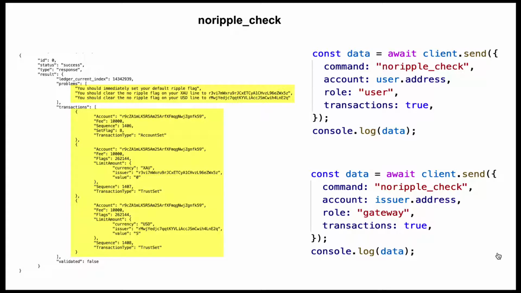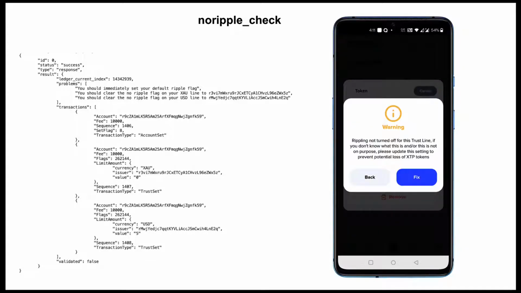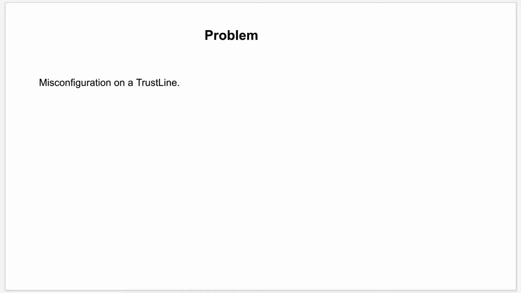So this is a very important feature, very important command. You can just have an interface with fix button in front of your trust line if it has any misconfigurations. User can just click on the button, sign the request and submit it to the network, which fixes their problem with no ripple. There is one problem though.